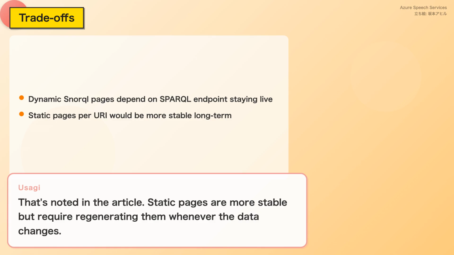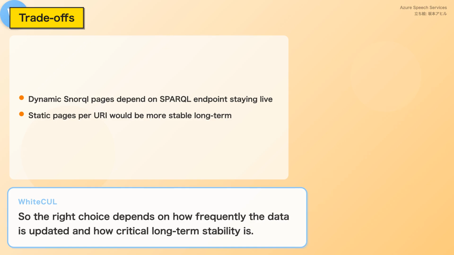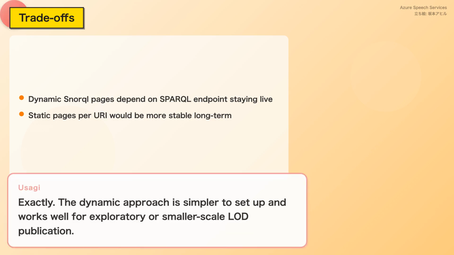Static pages are more stable but require regenerating them whenever the data changes. So the right choice depends on how frequently the data is updated and how critical long-term stability is. Exactly. The dynamic approach is simpler to set up and works well for exploratory or smaller-scale LOD publication.